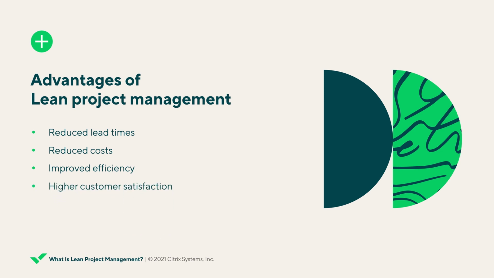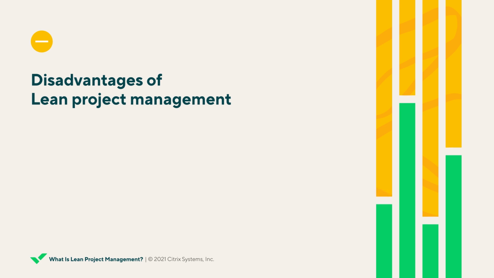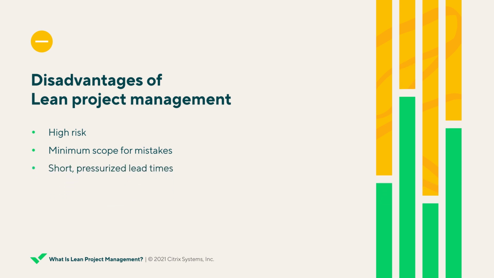Sounds great, right? But what are some of the disadvantages associated with lean project management? Following a lean model means having low levels of inventory and capital. While this sounds good in theory, it can mean a high level of risk and can lead to issues if your project runs into roadblocks. Another challenge of using lean is that there is minimal scope for mistakes, as there is little to no excess to cushion the blow of a wrong turn. And finally, short lead times and a focus on efficiency over everything can lead to high levels of pressure on your team members and potentially lower quality results.